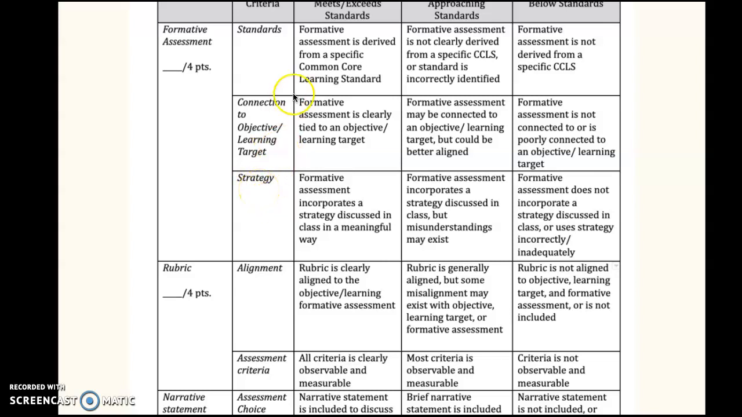So if you knocked it out of the park with standards and the connection to the learning target, but the strategy you chose, you kind of used incorrectly, well, I'm going to circle here and here, but then I'm going to circle over here. And you're going to be able to look at this and see, oh, I kind of missed the mark on the strategy, right? It gives you, the student, a very clear picture on what it is that you need to improve. Make sense?